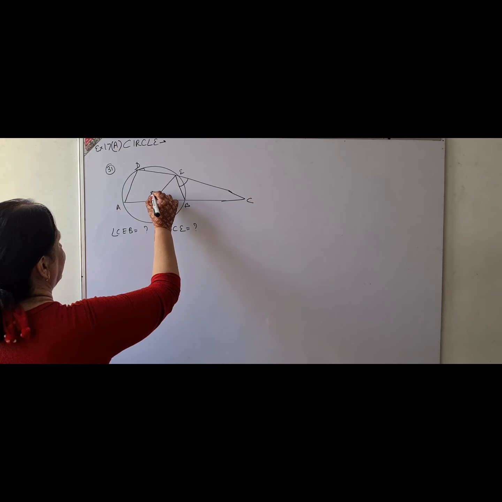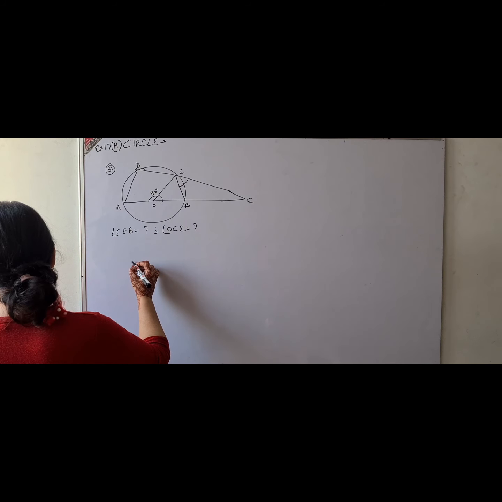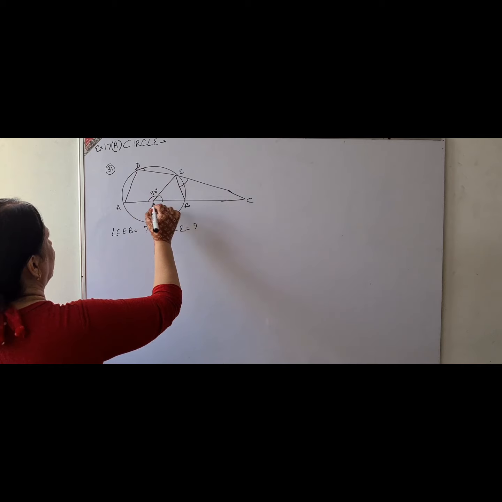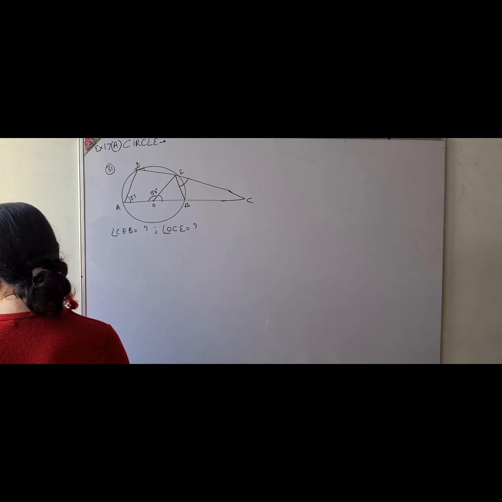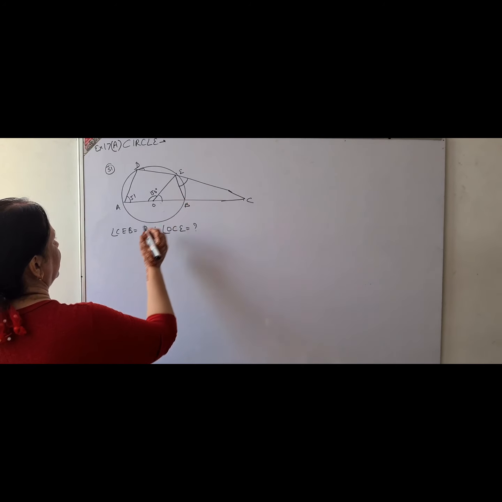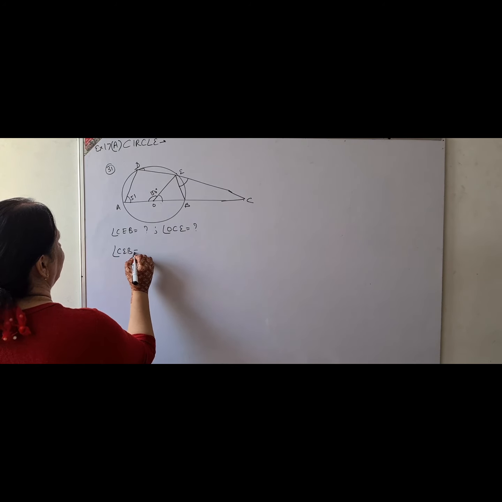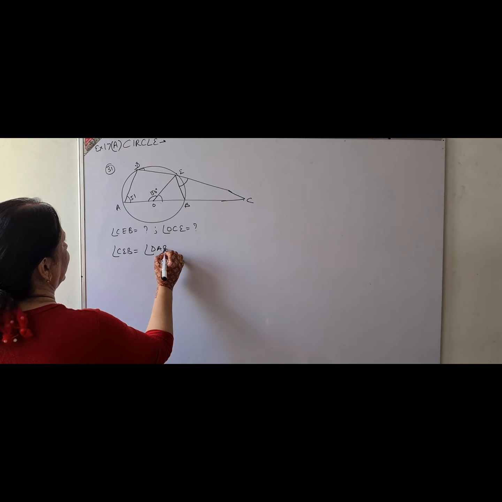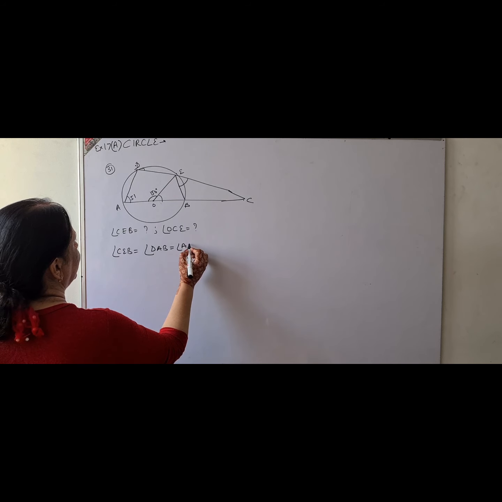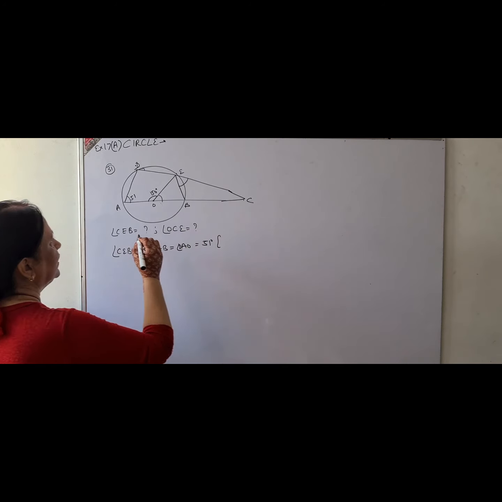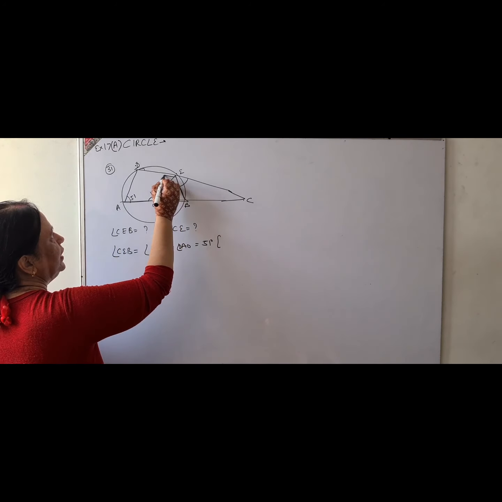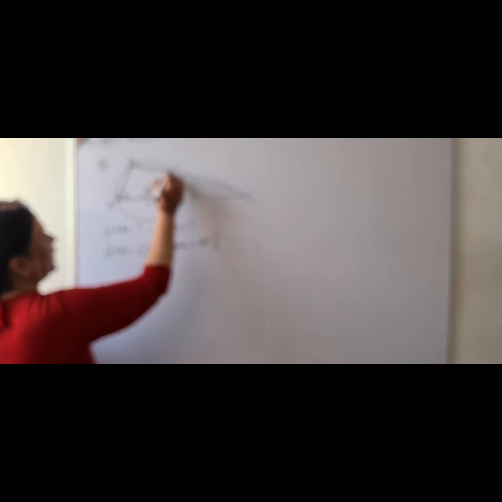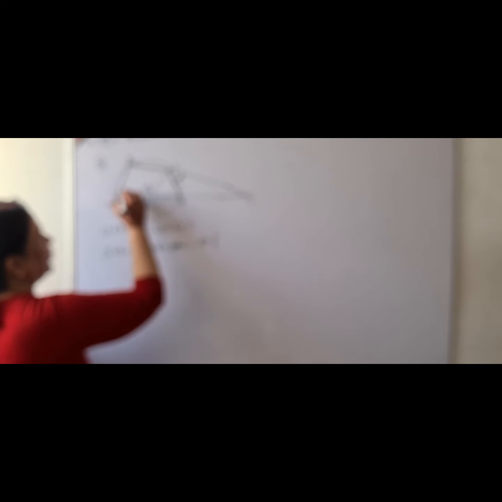AOE is given to be 150 and DAO is 51. So very simple. First of all is CEB. Angle CEB will be equal to angle DAB, or you can write DAO, because B and O are lying on the same line, which is 51 degrees. And what is the reason? Because ABED is a cyclic quadrilateral, and the exterior angle is equal to the opposite interior angle.